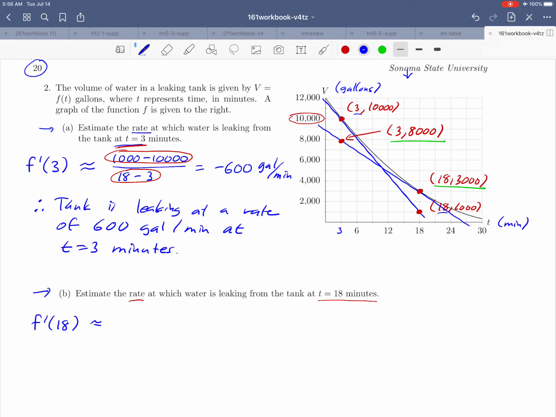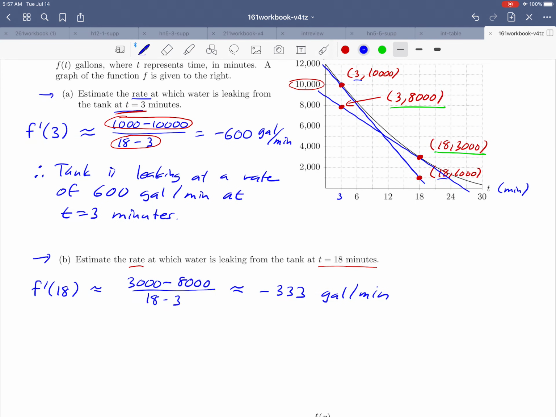All right, so let's see. The difference in the y coordinates is going to be 3,000 minus 8,000. And then the difference between the x coordinates is 18 minus 3. All right, and if you do that calculation, you're going to get negative 333. Units, again, are going to be gallons per minute, rise over run. And so we have just calculated the leak rate at t equals 18 minutes.